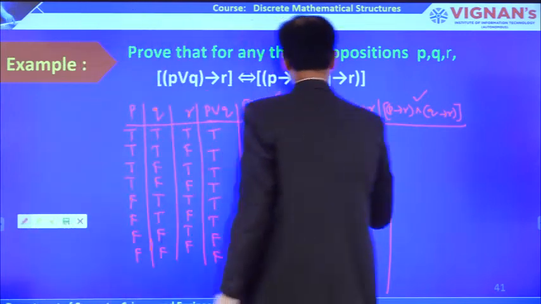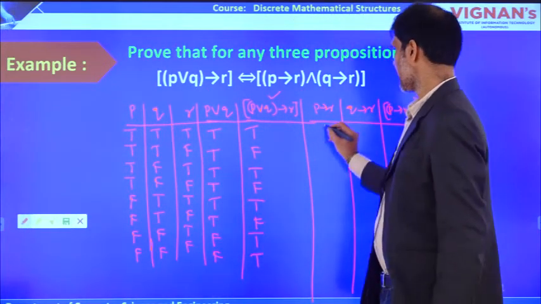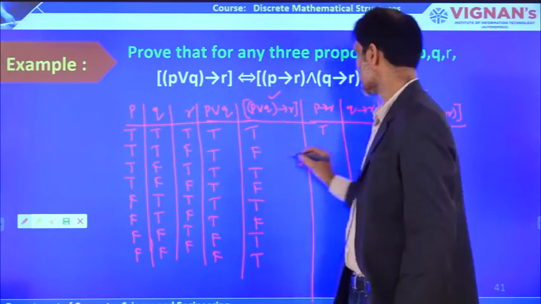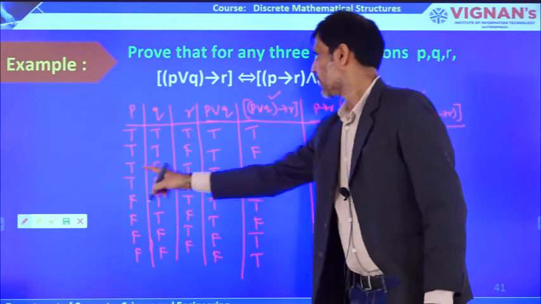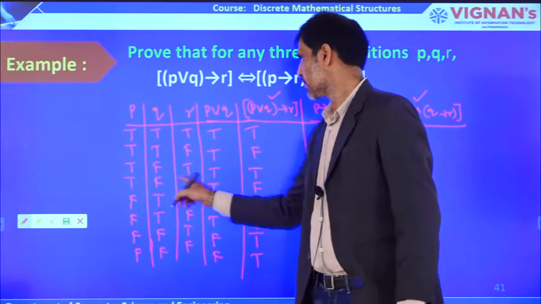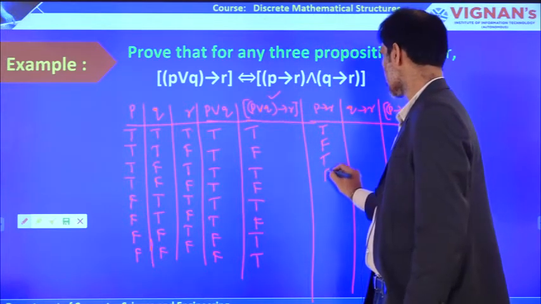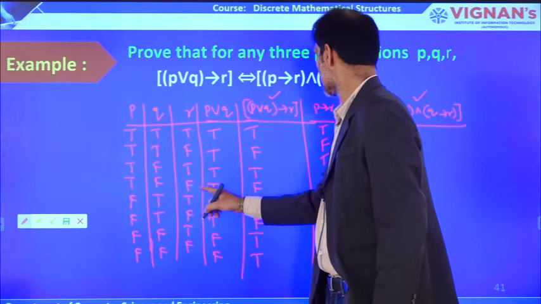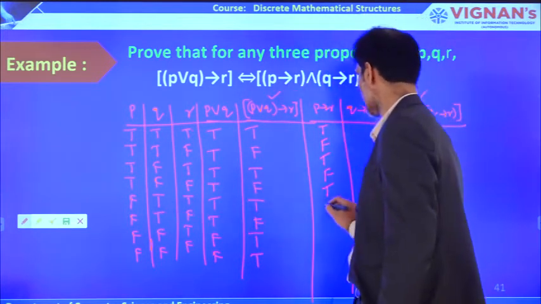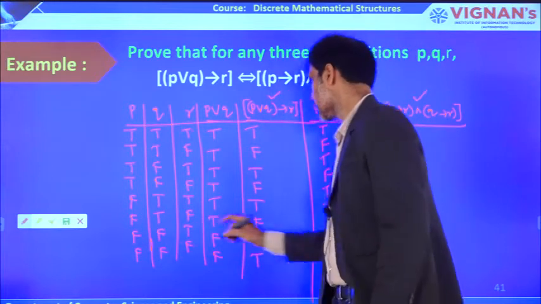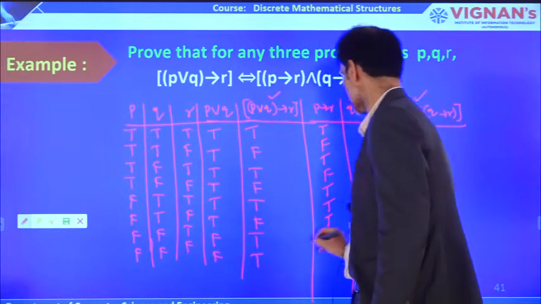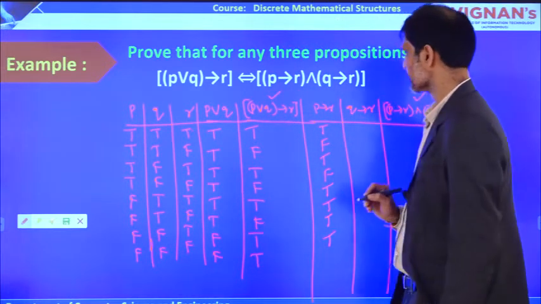Now coming to P implies R. So check that P implies R. True, true, true. True, true, true. True, false, you will get false. True, true, you will get true, third one. Fourth one, true, false, you will get false. False, true, you will get true. False, false, you will get true. False, true, you will get true. False, false, you will get true.